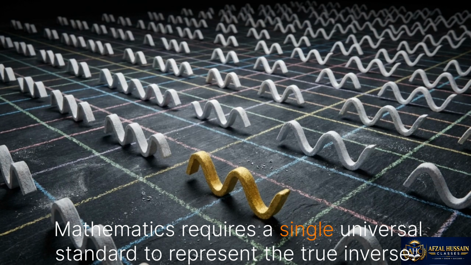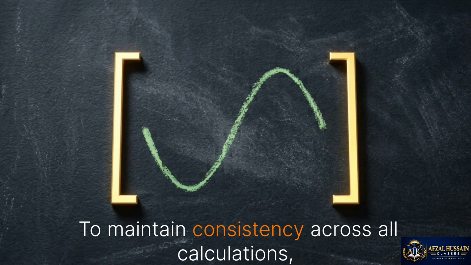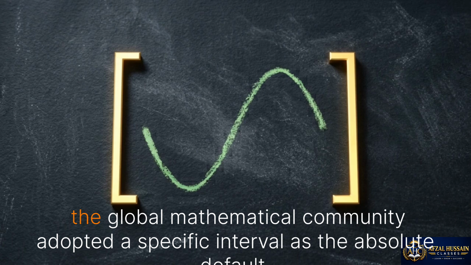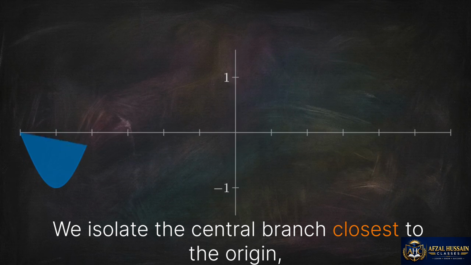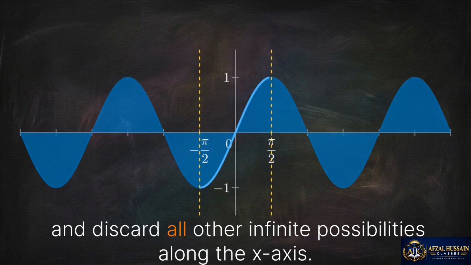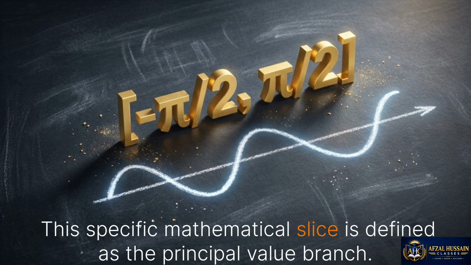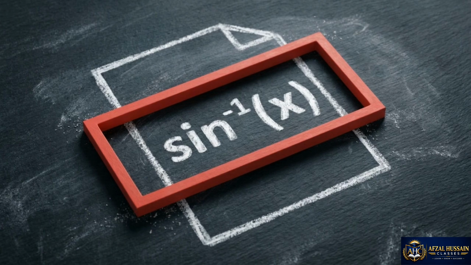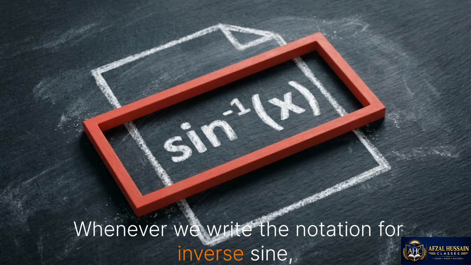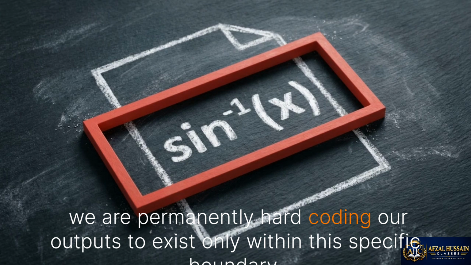Mathematics requires a single, universal standard to represent the true inverse. To maintain consistency across all calculations, the global mathematical community adopted a specific interval as the absolute default. We isolate the central branch closest to the origin and discard all other infinite possibilities along the x-axis. This specific mathematical slice is defined as the principal value branch. The rule is rigid. Whenever we write the notation for inverse sine, we are permanently hard-coding our outputs to exist only within this specific boundary.